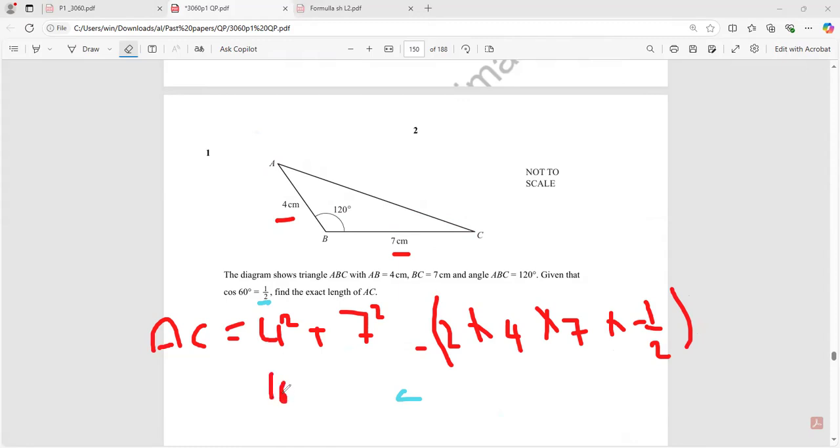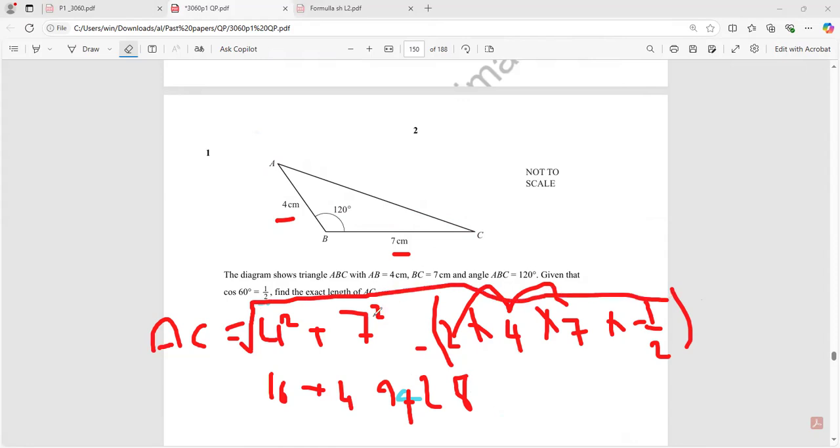So it is 16 plus 49, and here minus 2 times 4 is 8, 8 times 7 is 56, half of it is 28, and negative and negative is positive, so it is plus 28. All of these numbers are under the root. So AC will be equal to root 93, and keep it as it is, root 93, because it's a non-calc paper. Okay, and now we did it. Let's see the next.